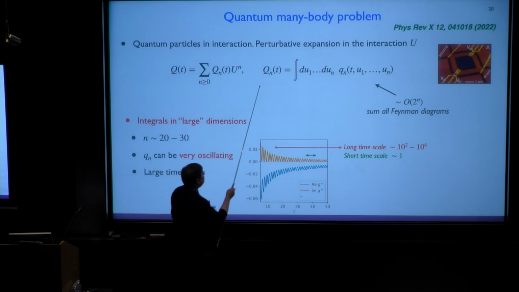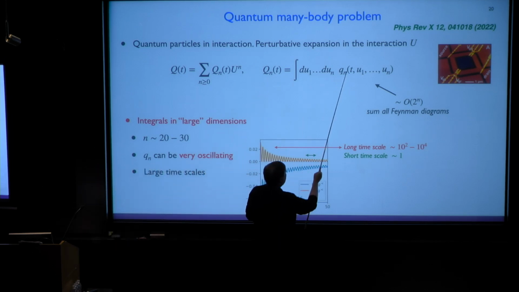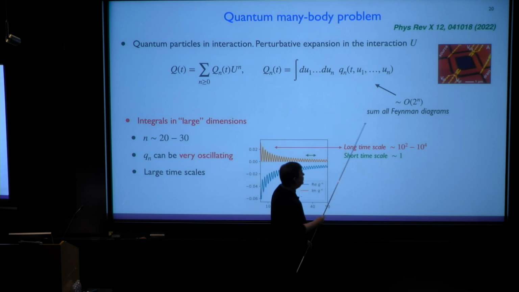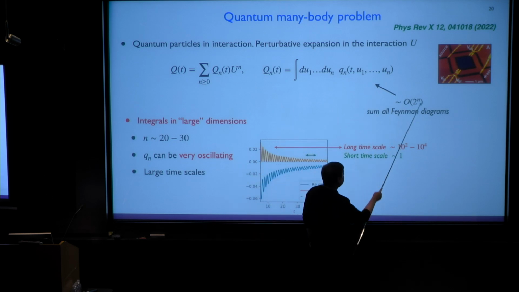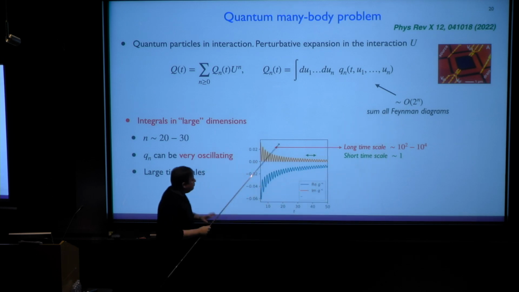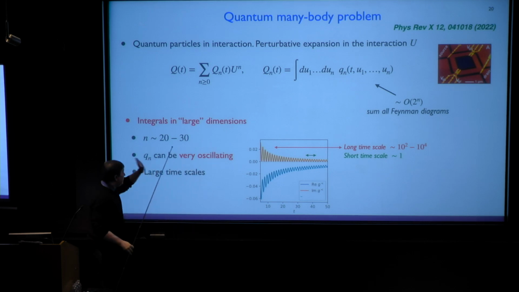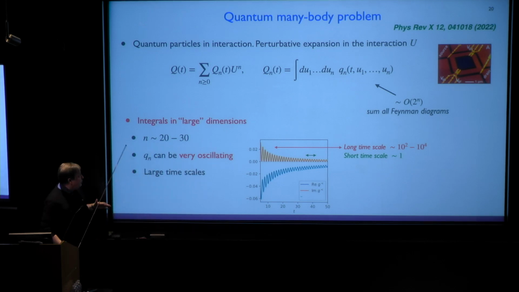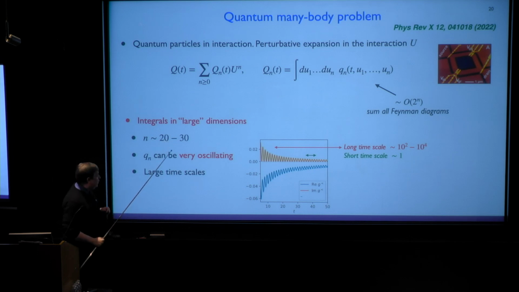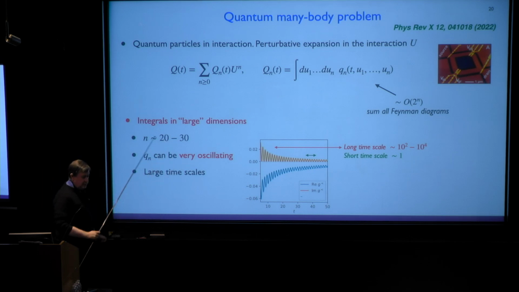So the quantity of interest here is some quantity at order n, which is an integral of a function which we know very well. It's a sum of all Feynman diagrams, for people who know a bit of quantum physics. That costs us an exponential time to compute, but we can compute it. We have ways to compute that relatively efficiently, to order 20 or 30. My problem here is I have an integral to compute in dimension 20 or 30 or more. That's the simplest case, which can be very oscillating.